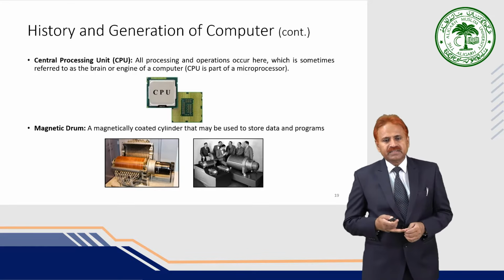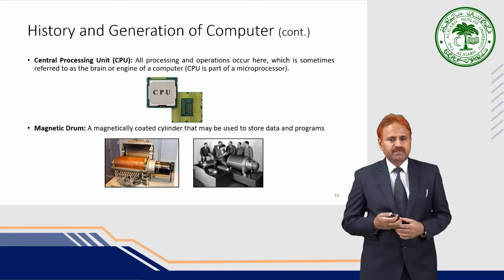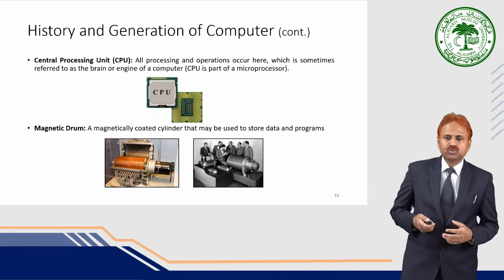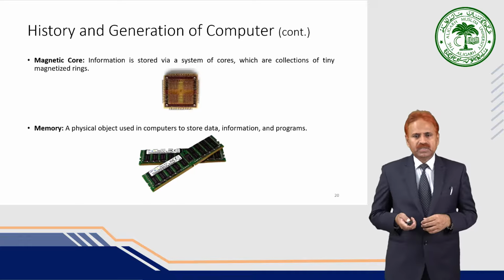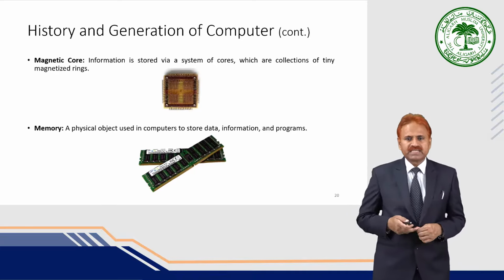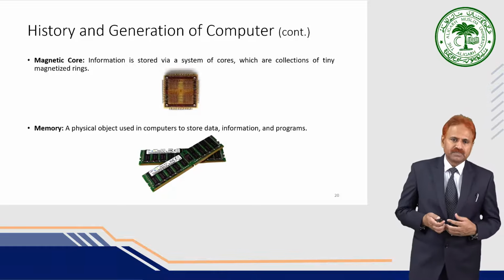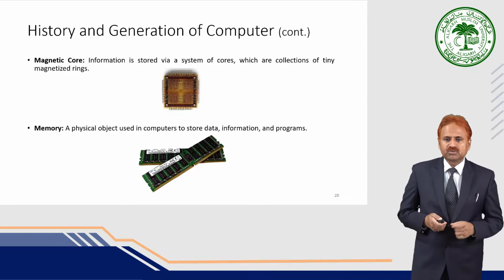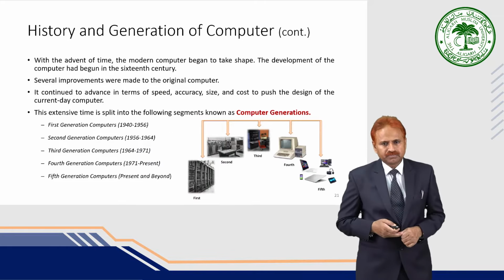Magnetic drum. A magnetic drum is basically a storage device, a magnetically coated cylinder that may be used to store data and programs. These were used in the earlier days of computers. Magnetic core. Information is stored via a system of cores, which are collections of tiny magnetized rings. Memory is a physical object used in the computer to store data or information and programs.